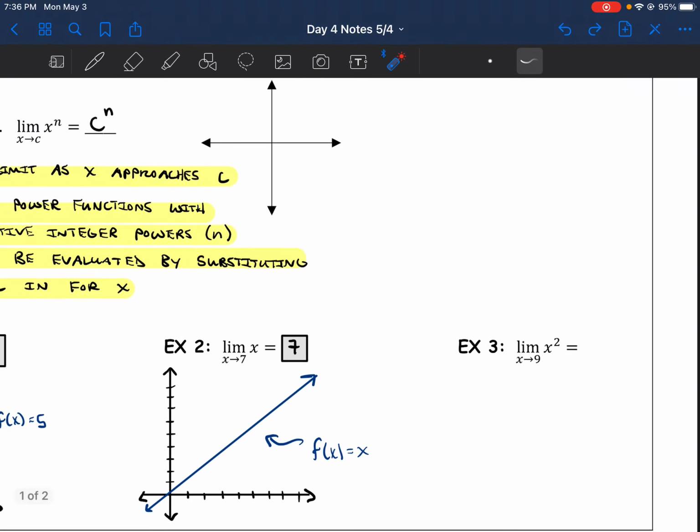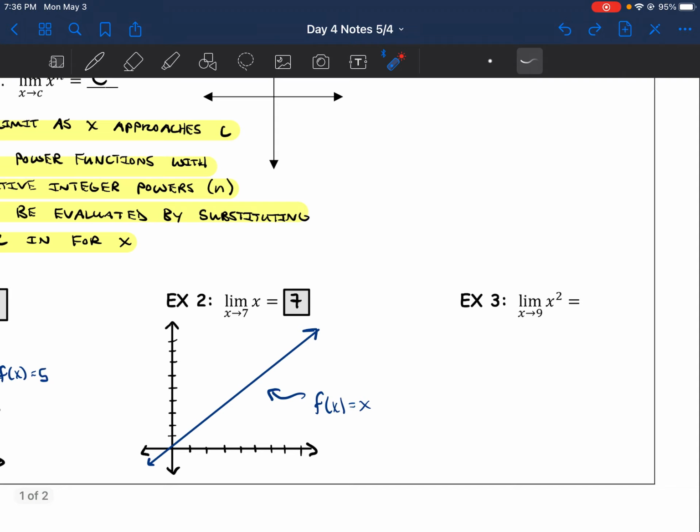Okay. And then here, example 3. Let's find the limit of x squared as x approaches 9. Again, this is just a power function where the integer exponent is positive 2. Well, let's just take the 9 and let's plug it in for x. So we get 9 squared instead of x squared, and we know that 9 squared is 81.